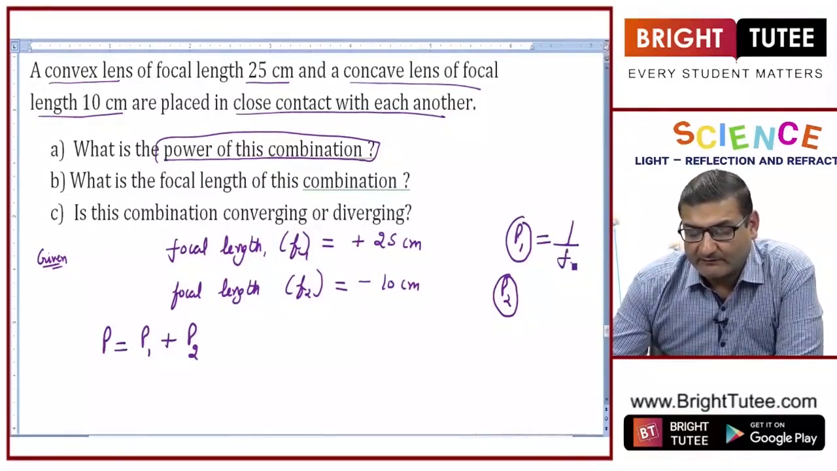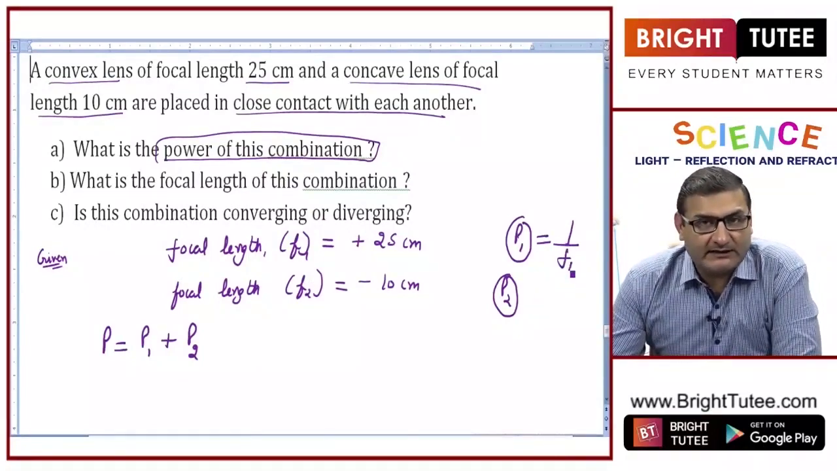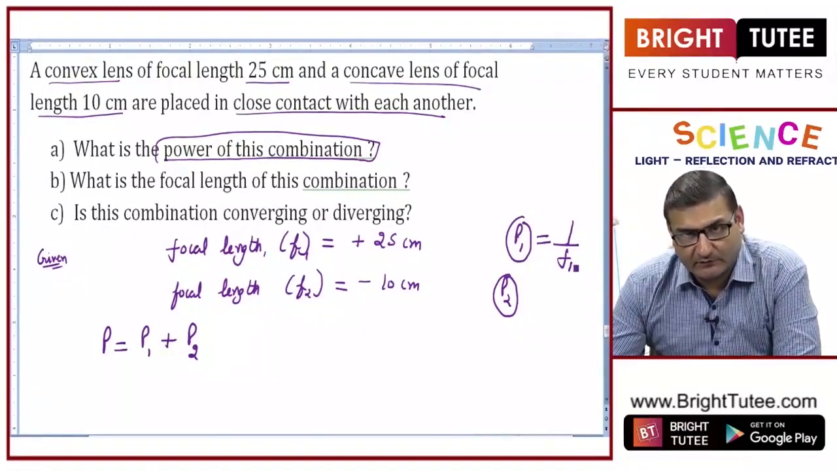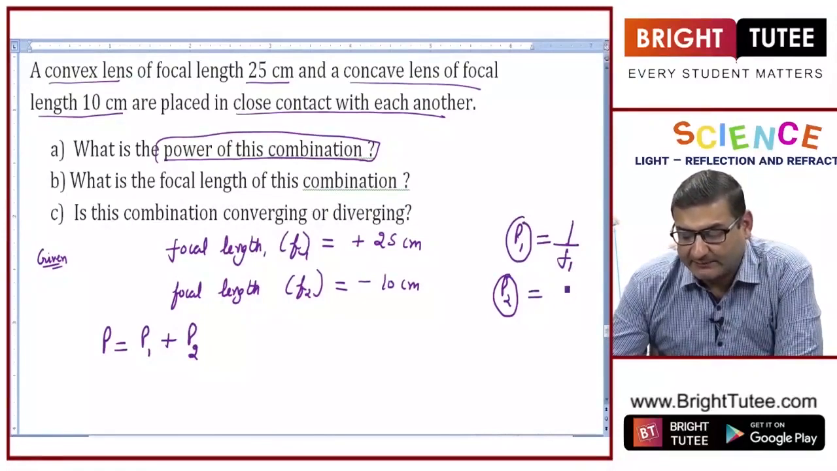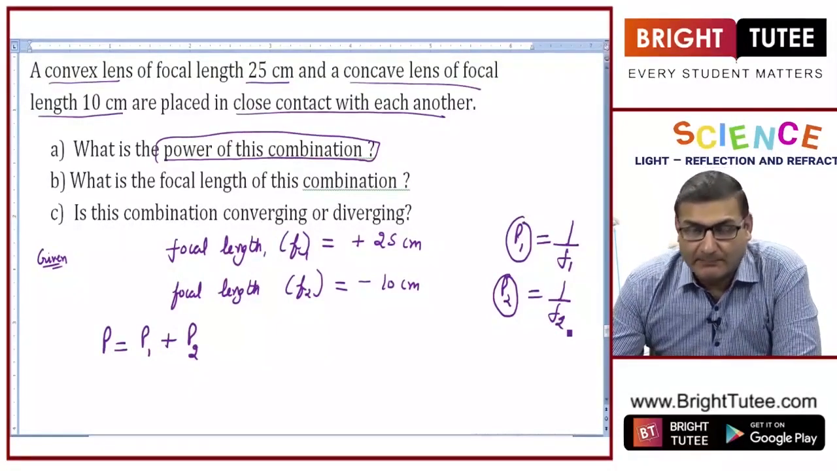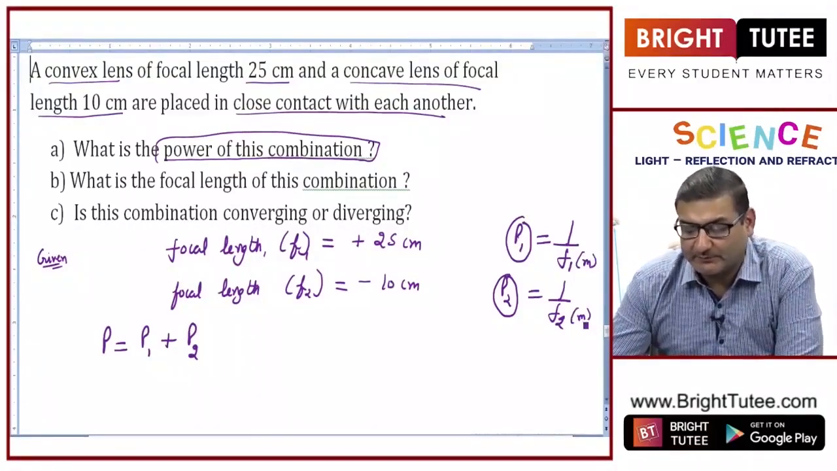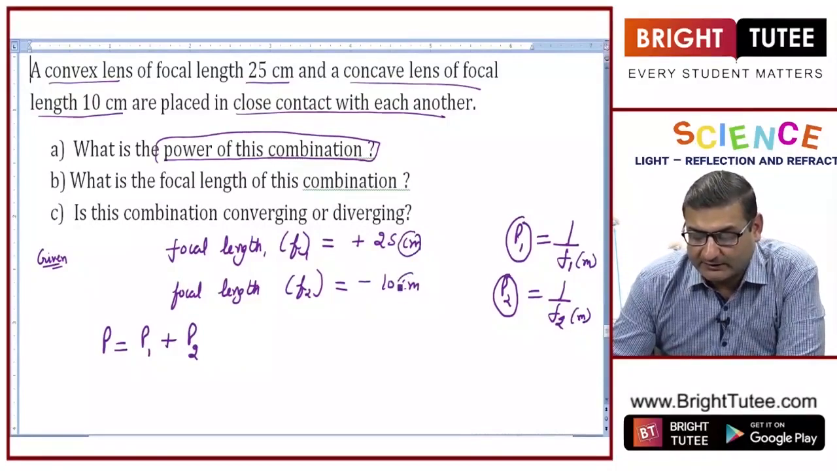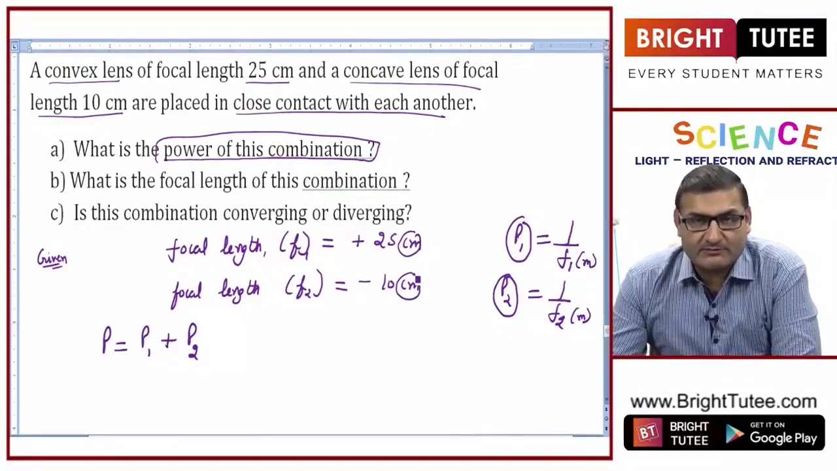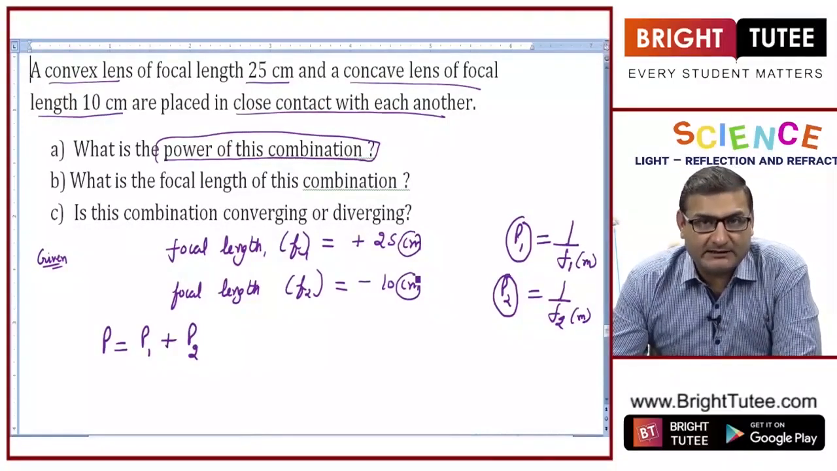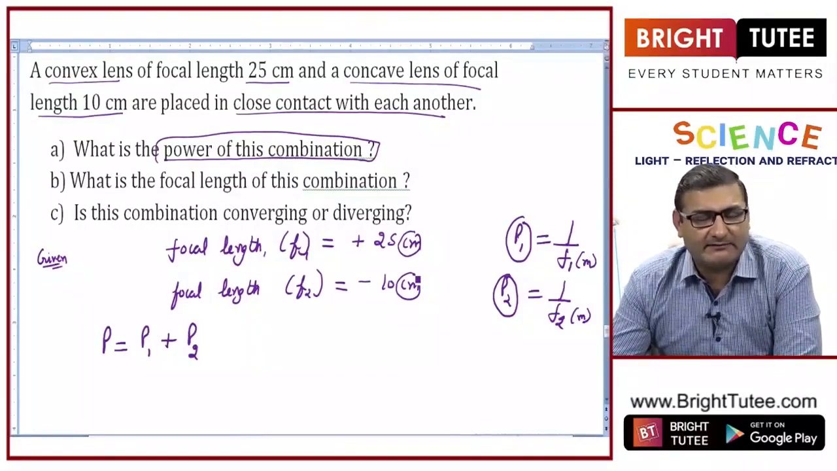I know power is given by the formula 1 upon f. So if I am calculating the power of the first lens, it should be the reciprocal of the focal length of the first lens, and similarly the power of the second lens is the reciprocal of the focal length of the second lens, but in meters. This is something which you need to remember. We are given the focal lengths in centimeters, so we'll just convert them into meters. How? Dividing by 100 simply.